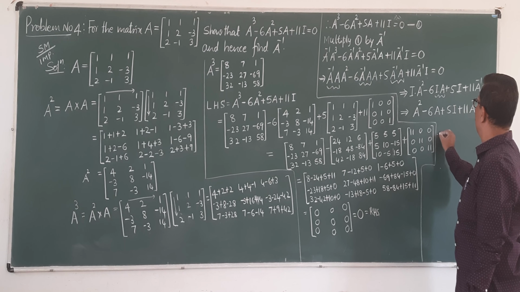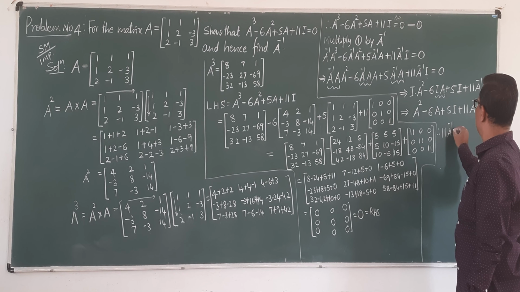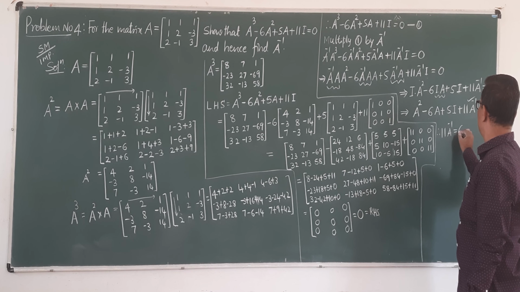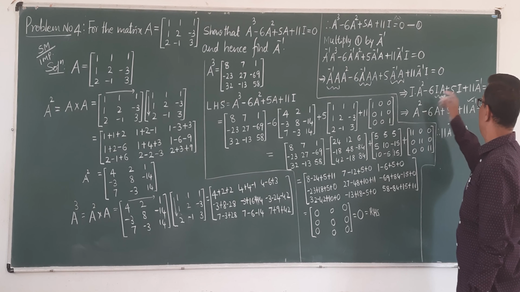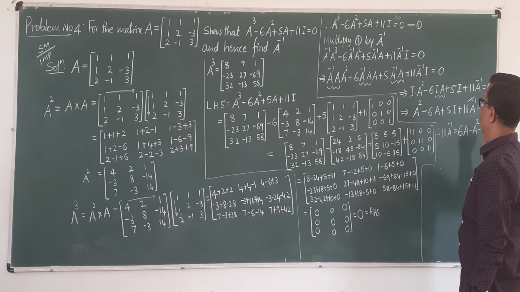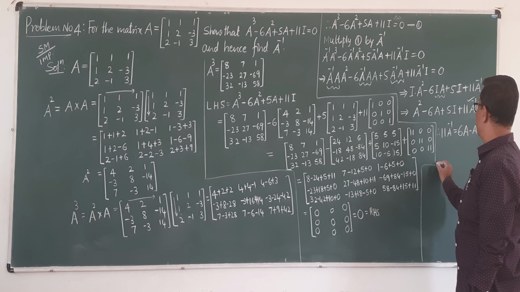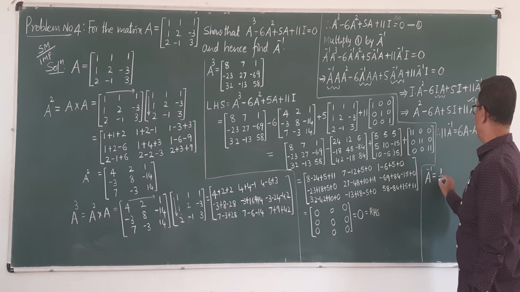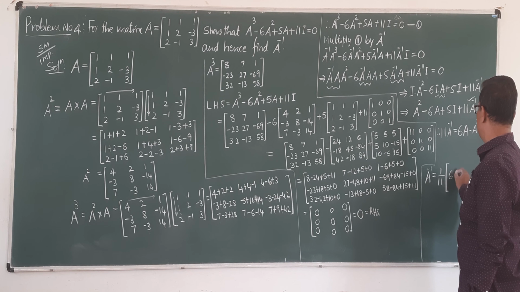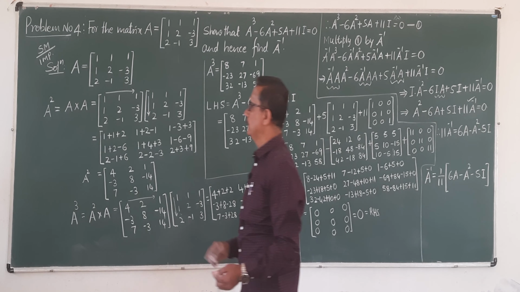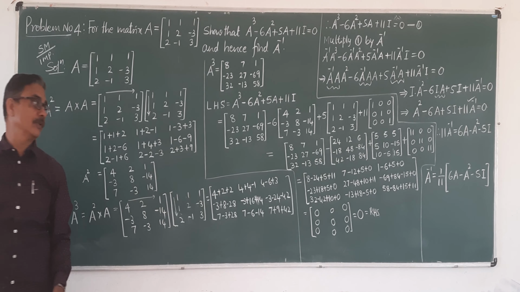Okay, therefore rearrange: 11A inverse is equal to minus 6A goes to the right side as plus 6A, A square goes to the right side as minus A square, 5I goes to the right side as minus 5I. Now therefore A inverse is equal to 1 by 11 into 6A minus A square minus 5I. Now substitute the values.